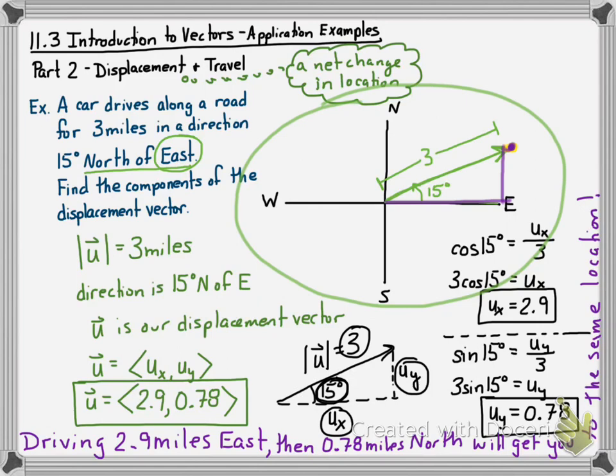Again, we can take our vector and break it up into its components, and those components give us direct cardinal directions, in this case 2.9 miles east and then 0.78 miles north, and that will get us exactly to the same place and give us the same displacement.